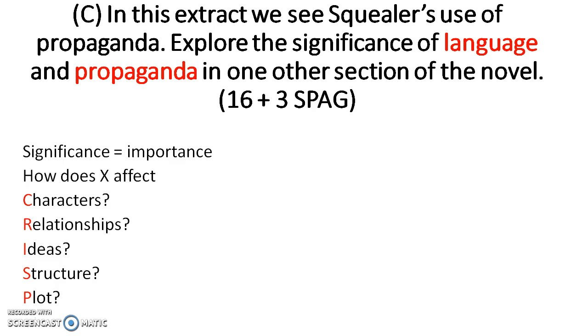For this exam paper, I've been asked to explore the significance of propaganda and language in one other part of the text, avoiding chapter 6 where we got the extract from. There are several key moments that I could choose. A useful way to think about structuring your response or to be planning and thinking about it is to realise that the word significance here just means importance. So we can use the CRISP acronym here. So how does this thing, in this case language and propaganda, affect characters, relationships, ideas, structure and plot? That should help you to try and get lots of good points to say about the use of propaganda and language within the extract which you choose.